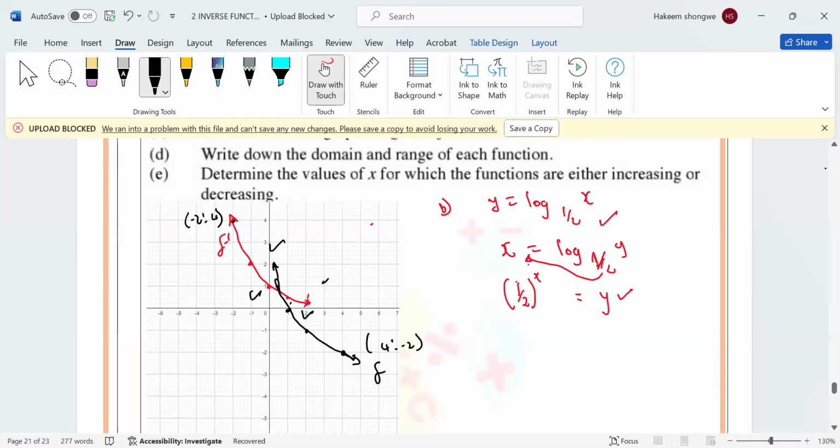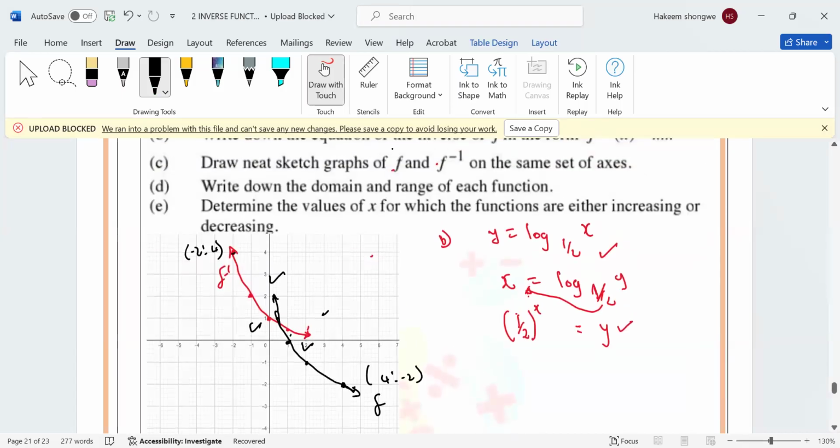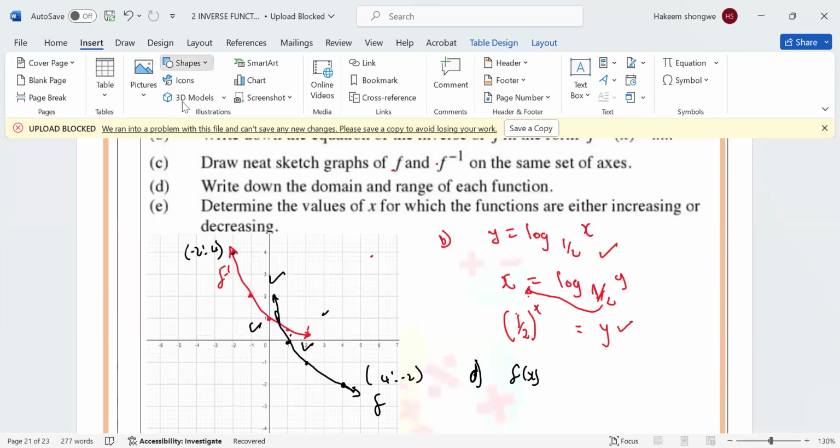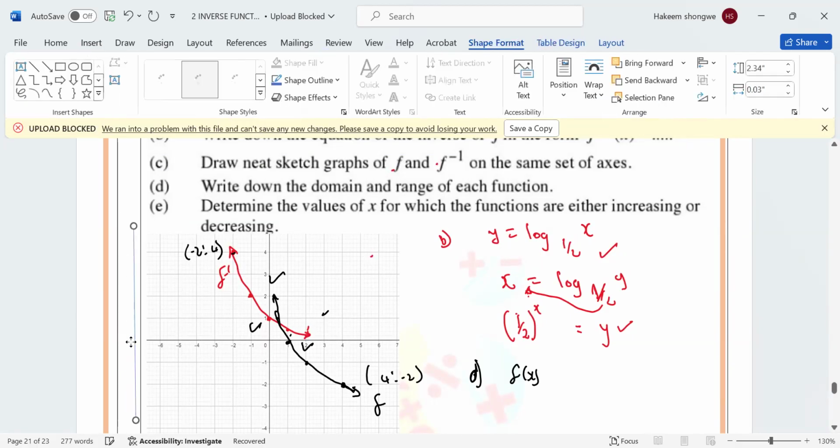And then let's go to number D. Write down the domain and the range of each function. On number D, for f of x, I'm going to use the black color. Let's start with f of x. What is going to be the domain of f of x? F of x is the log function. It's greater than 0.